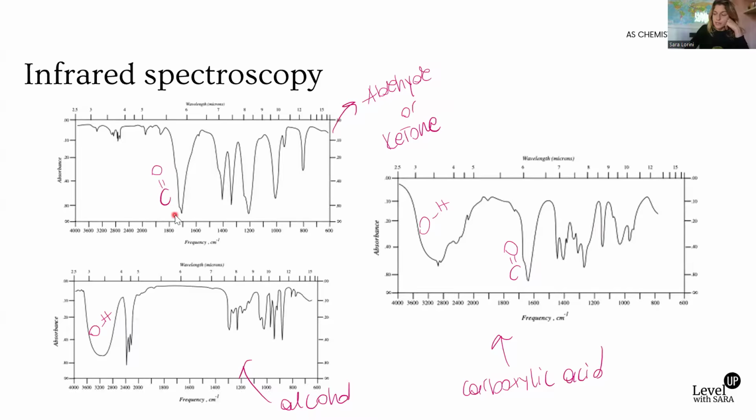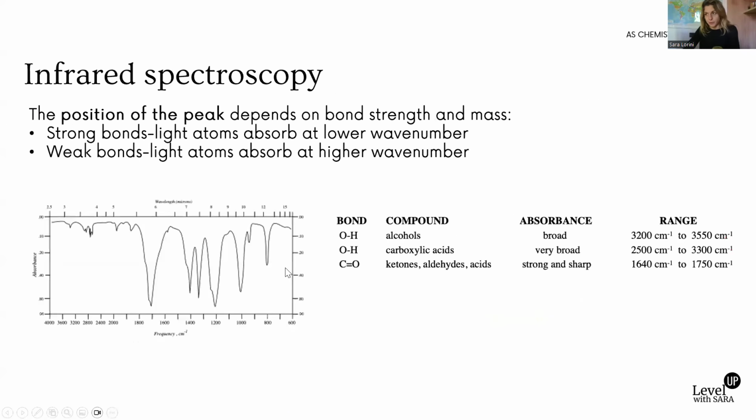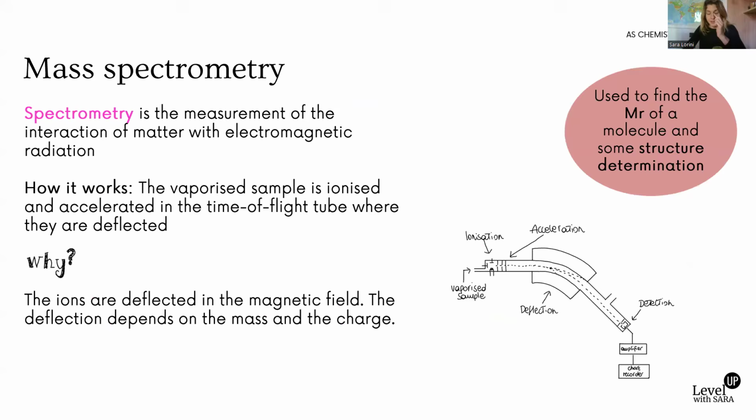So don't rely too much on the data sheet when you have shapes like this that are very easy to identify. But remember, the most important thing with infrared spectroscopy is to find the type of functional group that is present. Sometimes you also have chemical tests that can help you identify the functional group. Then mass spectrometry.